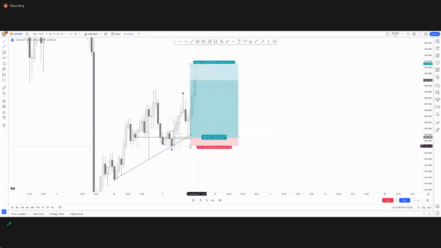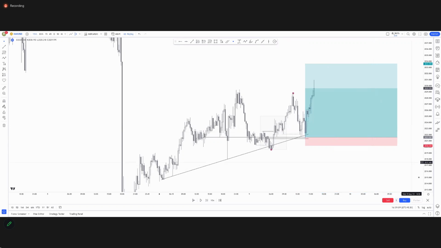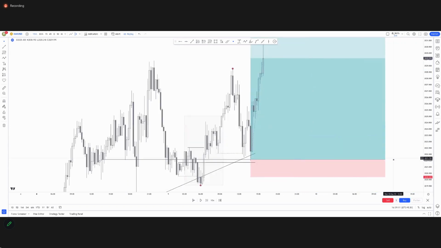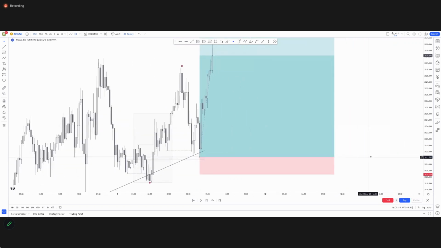Okay, so now price tapped here. Once we see a quick rejection from here, a quick rejection is this: price tapped, it went quickly higher. Once price rejects like this, I will break even the trade quickly.